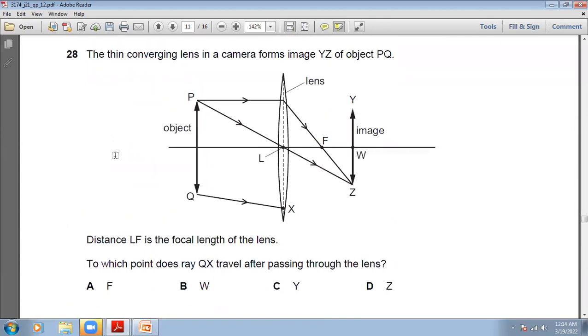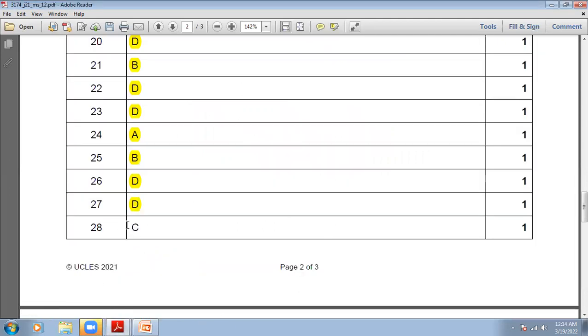A thin converging lens in a camera forms the image YZ of the object PQ. Distance LF is the focal length of the lens. To which point does the ray QX travel after passing through the lens? You see, this image will be real. It will be inverted. So this top point P came down here, Z. The image of Q will be at Y. So this point X should be joined with Y. So I think C is the right option, sir. Question number 28, C is the right option. Yeah, that's the right option, sir.